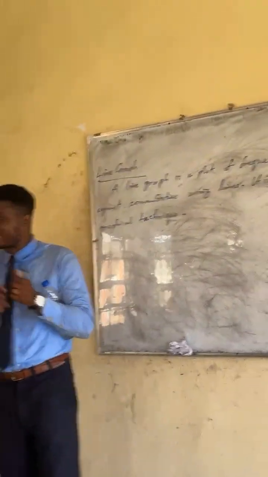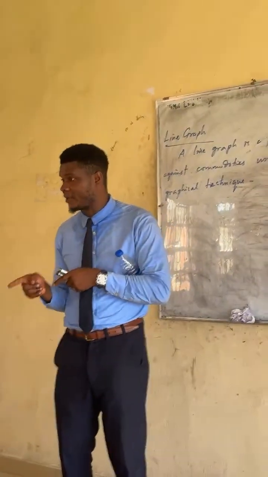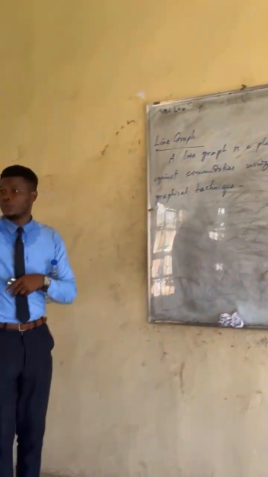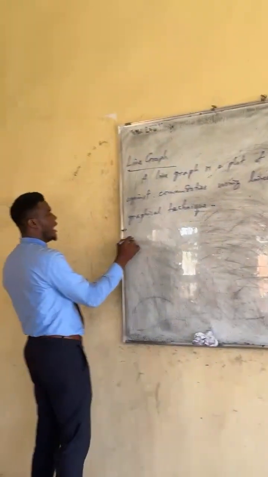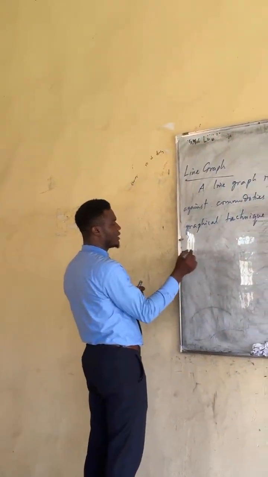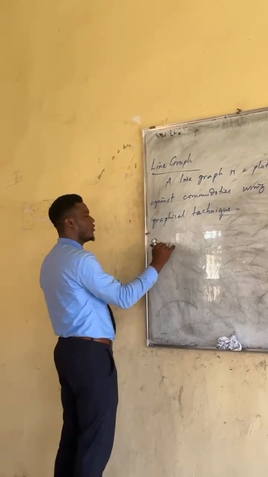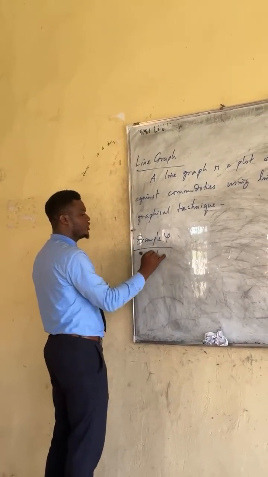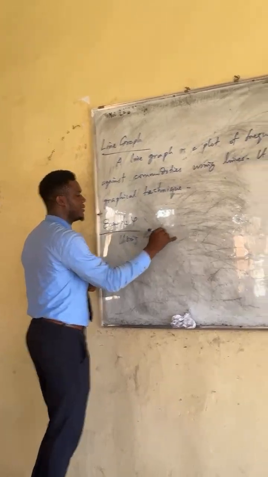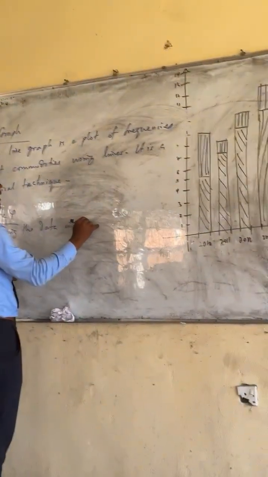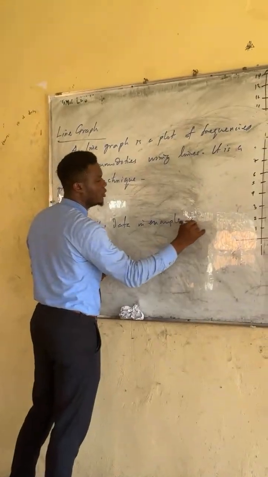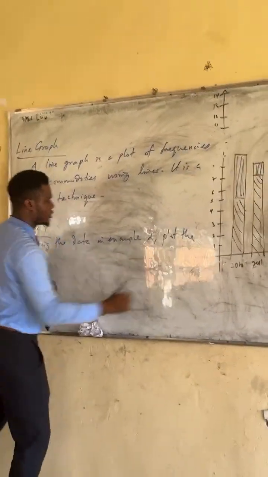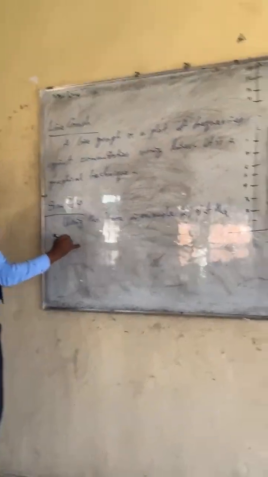So the main difference between a single bar chart and a line graph is that, in a single bar chart, you are using bars. In a line graph, you are using what? Line. So this is where I now want to refer. Example 4. Using the data in example 2, plot the line graph.